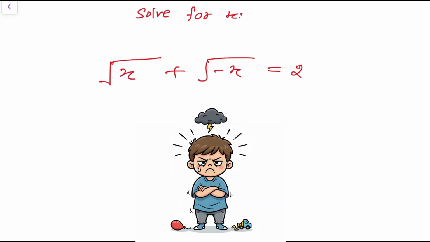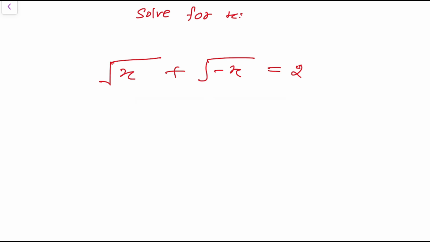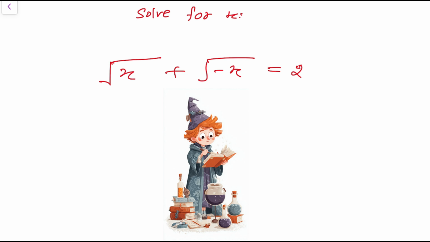Two square roots walk into an equation. One wants a number and the other wants its negative. Can they add up to 2? Let's test that mystery and see whether the answer hides in the reals or in the complex world.